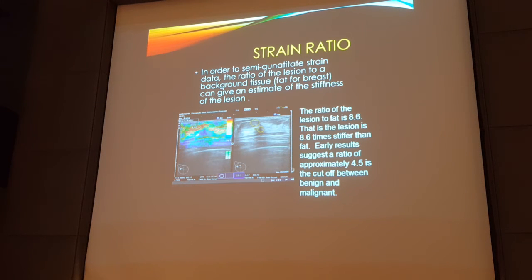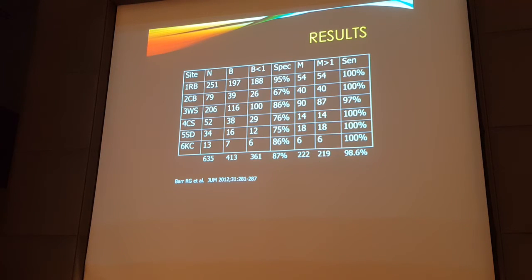Another way of using elastography strain to get semi-quantitative measurements is you can do something called the strain ratio, where you put a cursor over the lesion and a cursor over fat. We're always going to use fat as the reference tissue, and the system will print out how much stiffer a lesion is than fat. And here it's 8.6, and I use 4.5 in our lab for the cutoff value for most systems. So we would consider this a cancer. So we have 3 different ways of doing this.